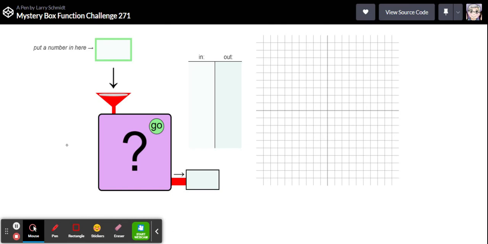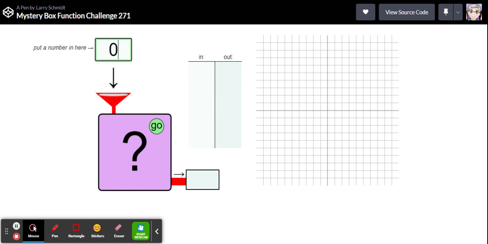Hello everybody and welcome to another Mystery Box Function Challenge. In the purple mystery box there is some math and your challenge is to figure out what that is. You can use the link in the description to try this out on your own, and when you think you've got an idea, come on back and see if we get the same thing.